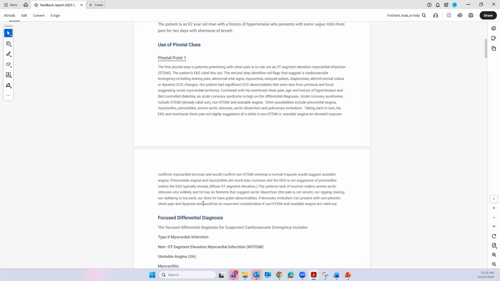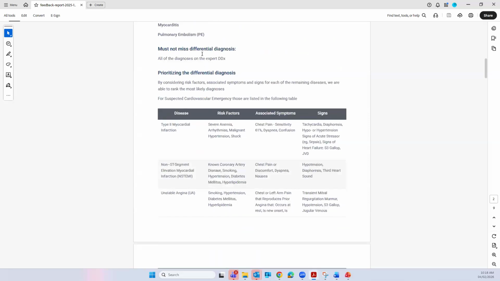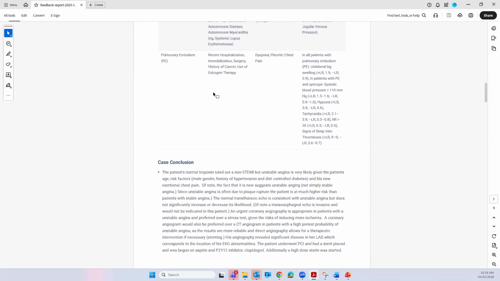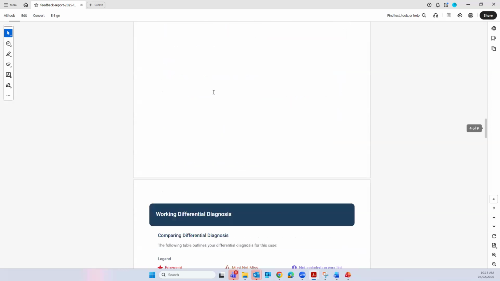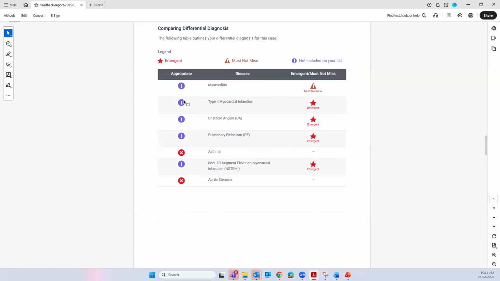So what is it that I'm trying to answer? What is the decision that I'm trying to make as a first step? The focused differential diagnoses, the must not miss, and the prioritizations, as well as case conclusion. So here you can see the working differential diagnoses, what I chose and whether it was appropriate or inappropriate to choose.